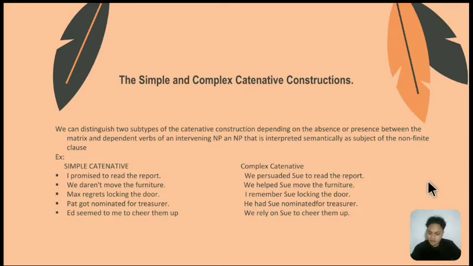Note that there is never an intervening noun phrase in the simple catenative. If you see this example, me in here is not an intervening NP because the subject of cheer them up is still Ed. Me does not take the position of Ed as the subject of the verb. And note that there is always an intervening NP in complex catenative. Okay, continue.